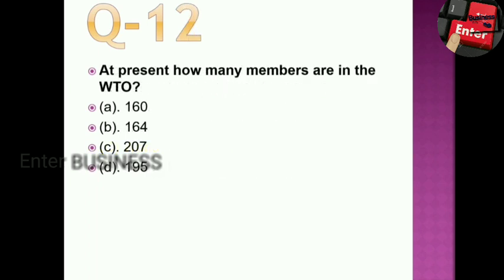And the next one is, at present, how many members are in the World Trade Organization, WTO? Option A, 160. Option B, 164. Option C, 207. Option D, 195. So the correct answer is option B, 164.